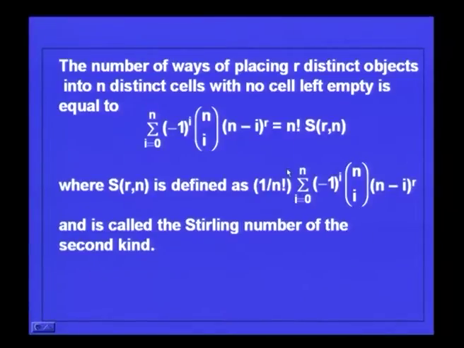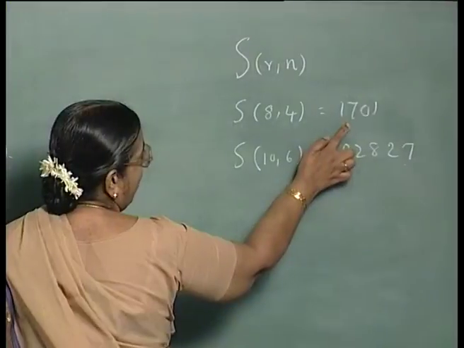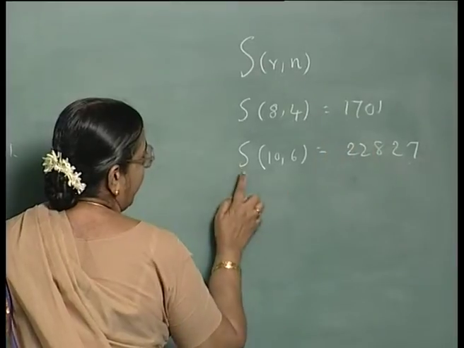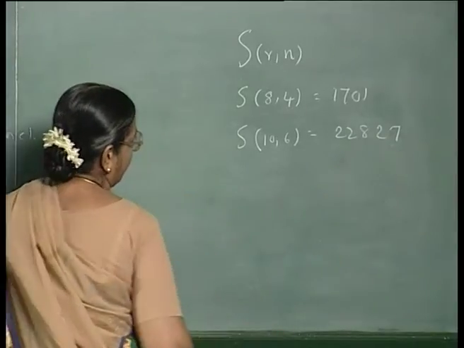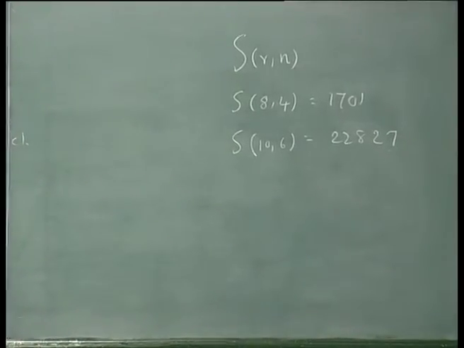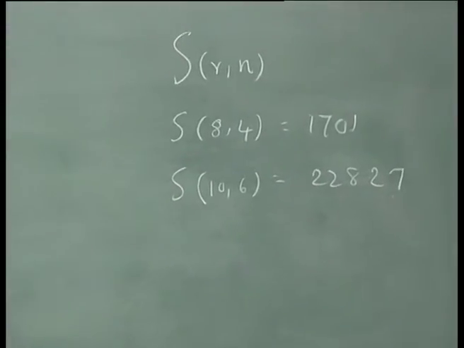And S(r,n) is 1 by n factorial, you bring this side, sigma i equal to 0 to n minus 1 power i, nCi, (n minus i) power r. These Stirling numbers are calculated for different values of r and n. For example, if you take S(8,4), the value is 1701. If you take S(10,6), the value is 22827 and so on. There is a table which gives you the Stirling numbers for different values.